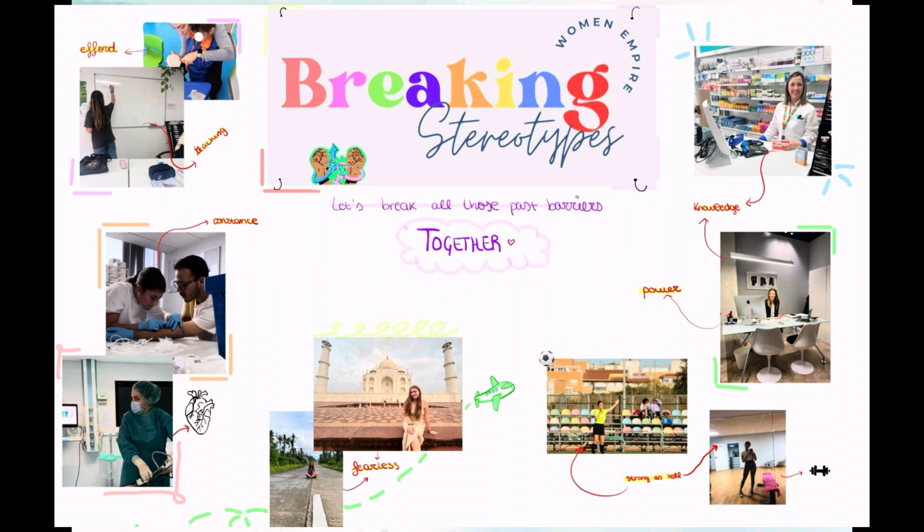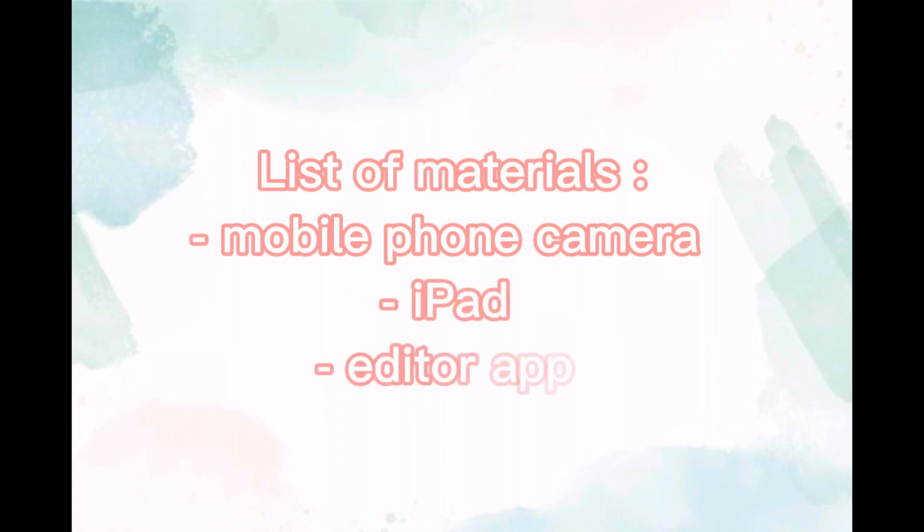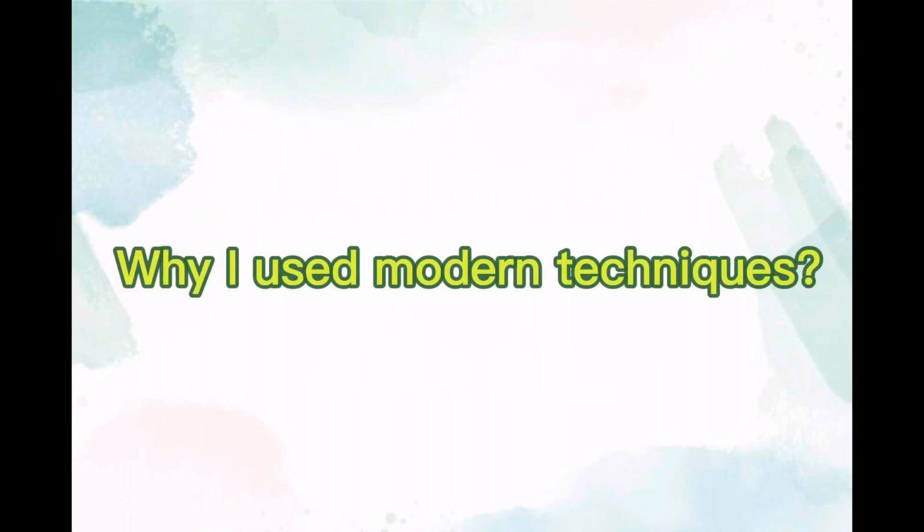Furthermore, my work on breaking stereotypes is more than just an image, and I have used the materials below. First of all, my mobile camera, then my mobile editor. I complement that with my iPad for compiling and adding the text, and finally, to put all the pieces together and get the final result, I use an editing and montage application on my mobile phone. Using modern techniques for this kind of theme, I think it was the most convenient thing, and that is why I wanted to reflect it in this way.